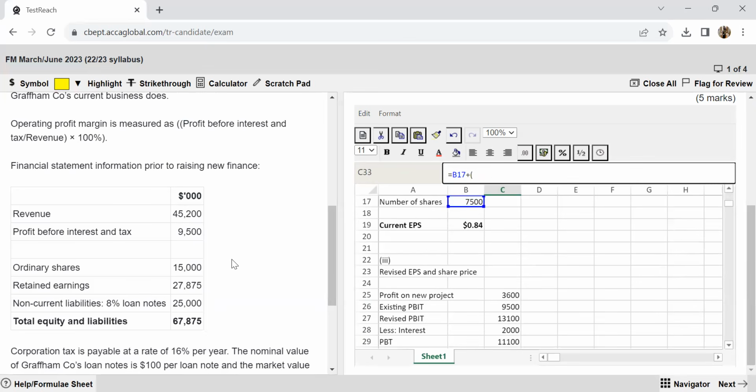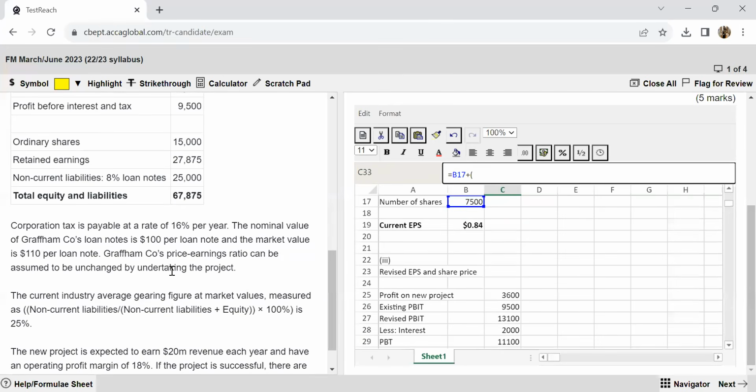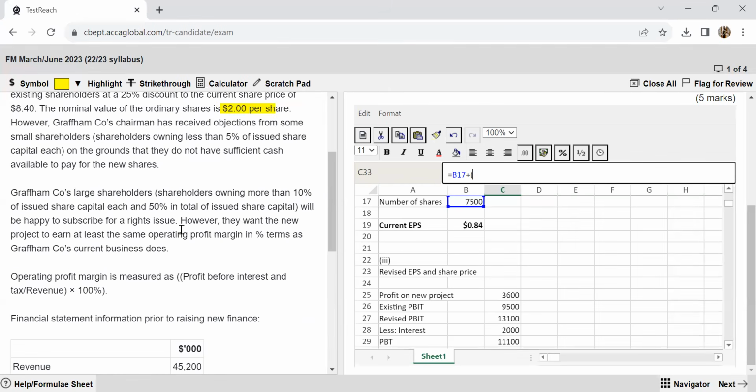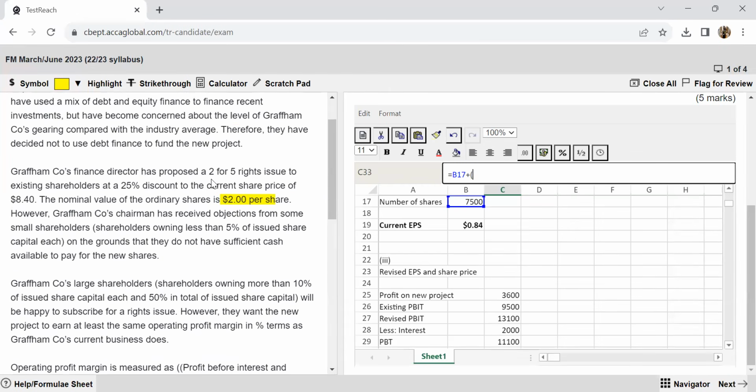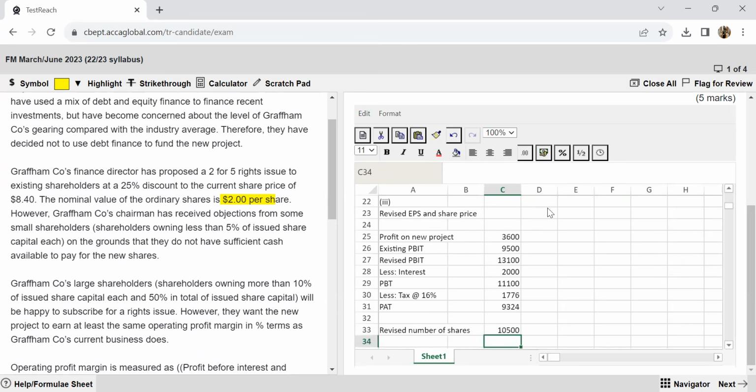So now we are going for an issue of 2 for 5, right? Yes, 2 for 5. So my total number of shares is 7,500. So I will go for 2 new shares for every 5. So this will be this multiplied by 2 by 5. So with this, I will have my new number of shares, and my new number of shares comes out to be 10,500. And then I can find out easily my revised EPS.